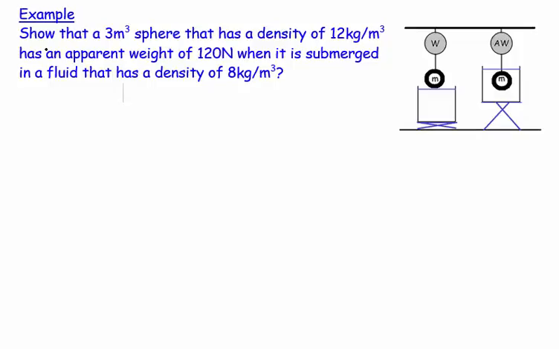Welcome. This question says, show that a 3 cubic meter sphere that has a density of 12 kilograms per cubic meter has an apparent weight of 120 newtons when it is submerged in a fluid that has a density of 8 kilograms per cubic meter.